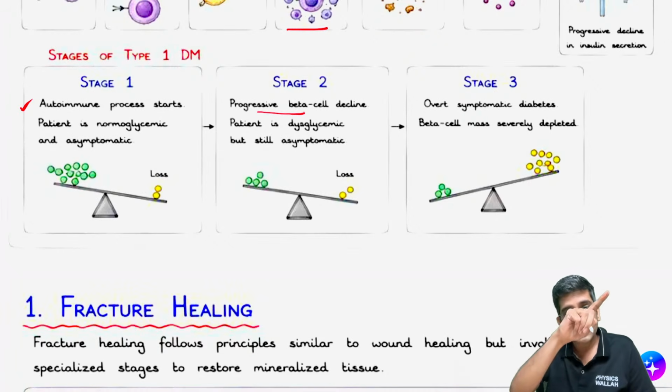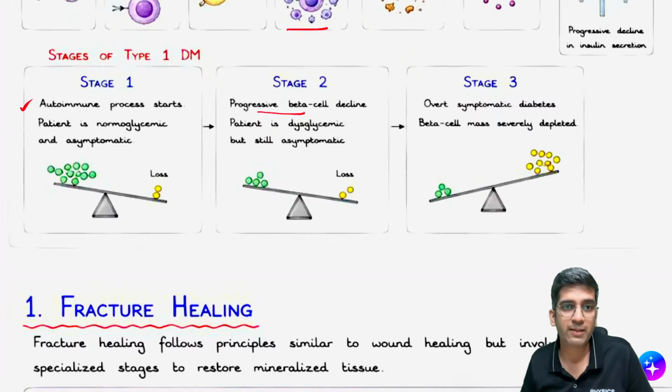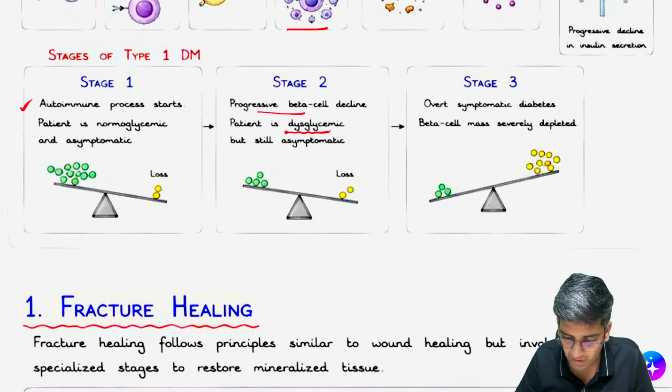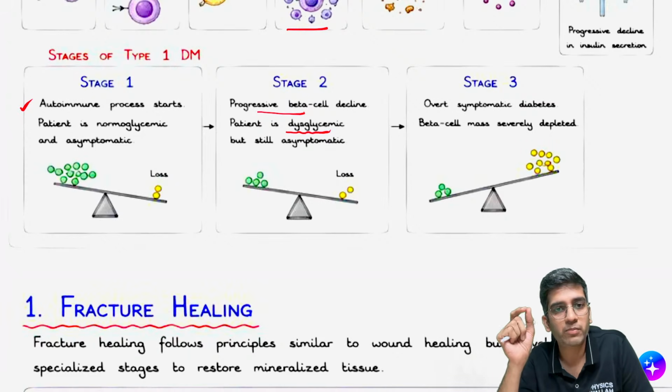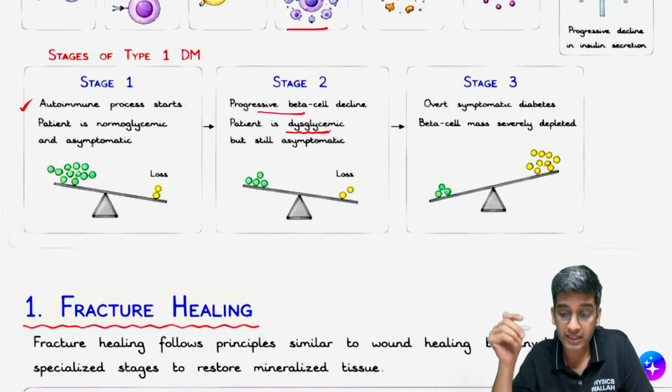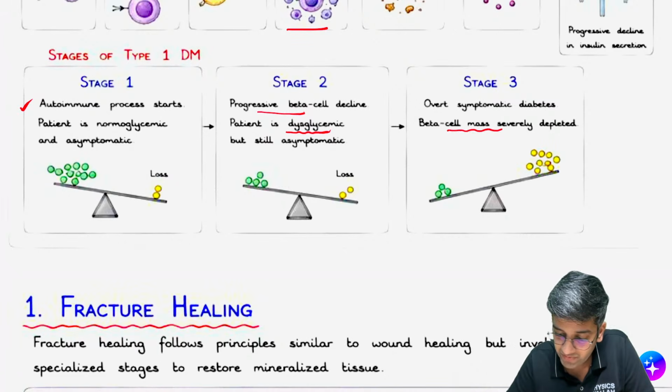Stage 2, there's progressive decline in the beta cells. The amount of beta cells is reducing a lot, okay? The patient is dysglycemic, no symptoms. If I do a blood sugar, it might be abnormal, but still the patient is not symptomatic, right? Stage 3 is severely depleted beta cells, where the insulin levels are very, very low, not able to tolerate, and the patient will become symptomatic.